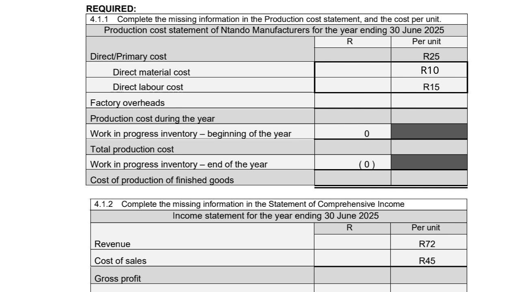Factory overhead costs. We are going to start first with our primary costs. So we know our primary cost is 25 Rand. 20,000 units was produced. So 25 Rand times 20,000 units will give you 500,000 Rand. Then the same for our direct material cost. 20,000 units at 10 Rand will give me 200,000 Rand. And our direct labor cost, 20,000 units at 15 Rand per unit, gives me 300,000 Rand. So our primary cost is the 200,000 plus the 300,000, which is then 500,000.